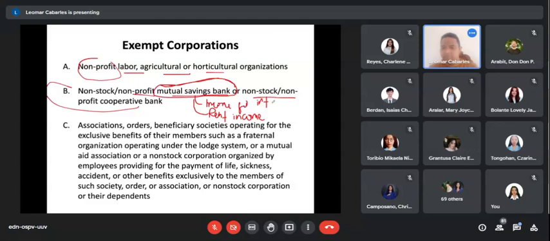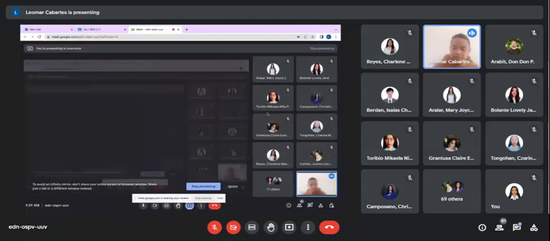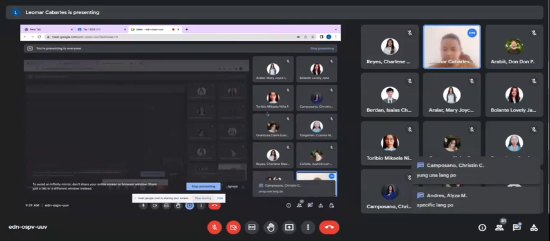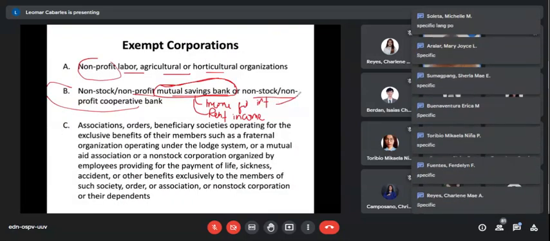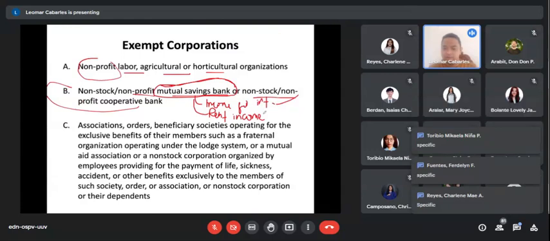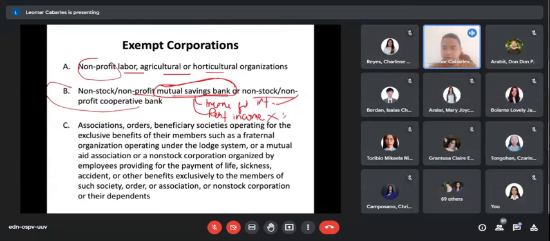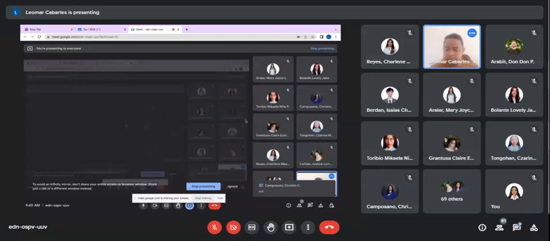Sinong exempt dito sa dalawa? Sa income tax? Both of them or yung specific lang? Sinong exempt dun sa dalawa? Okay, so that's right. Ito lang yung exempt. Yung income mo dito sa rent income, subject yan to regular corporate income tax or MCIT, whichever is higher. So, the exemption is per activity na meron ka. Yung talagang related lang sa pagiging non-stock, non-profit.